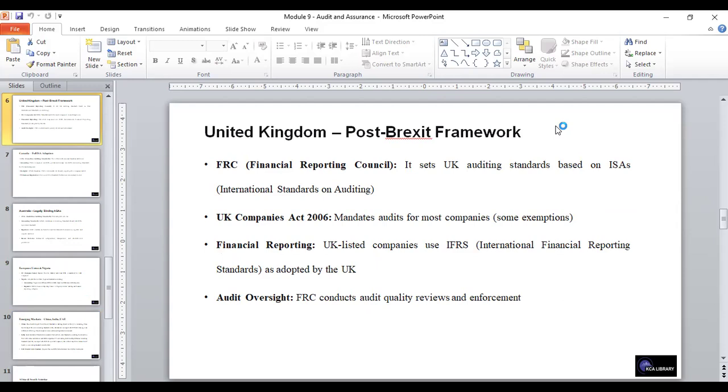For the United Kingdom, under the post-Brexit framework, the Financial Reporting Council is vested with the responsibility to set UK auditing standards based on the International Standards on Auditing. The UK Companies Act 2006 mandates audit for most companies, with some exemptions. For financial reporting, UK listed companies use IFRS as adopted by the UK, and audit oversight is vested with the FRC to conduct audit quality review and enforcement.